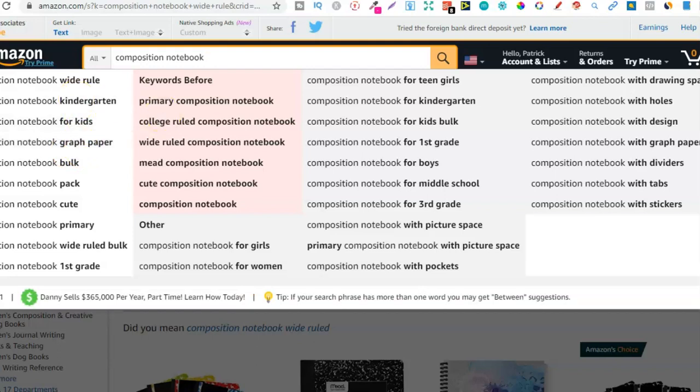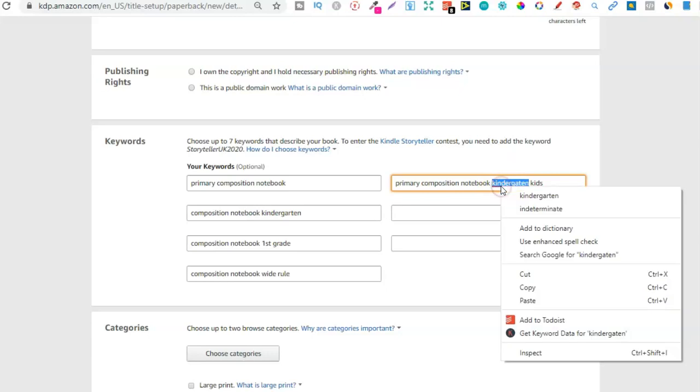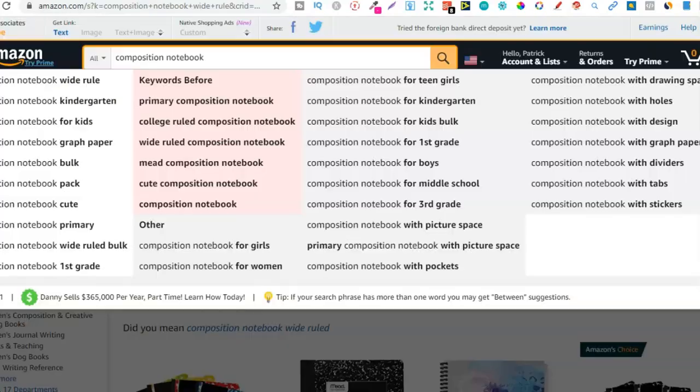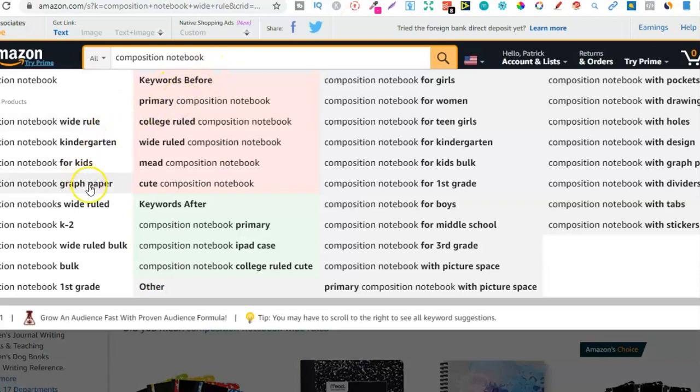But I'd take kindergarten, so I'd put that like this, or I could even put that there. So kindergarten, kids. I think I spelled kindergarten wrong, so let's do that. There we go. And then I'd take another look. So we got wide ruled, bulk, first grade.